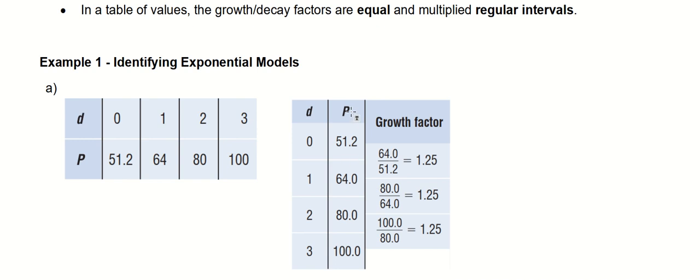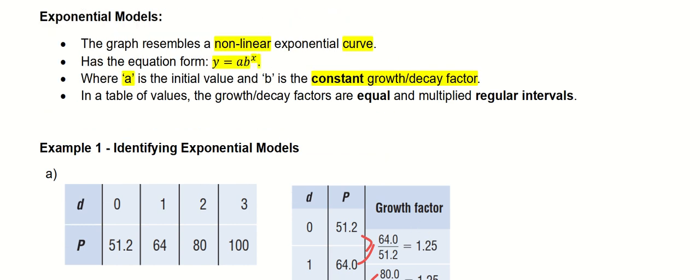And then you have here your P. And the growth factor is the secondary value divided by the initial value. So it's like this. This is the secondary value, and this is the initial value. And then over here, the same thing. That's the secondary value, and over here is the secondary value, and it's always divided by the previous value. And you will get a constant number. In this case, it's 1.25 throughout this table, and that's the growth factor. That is essentially B here.